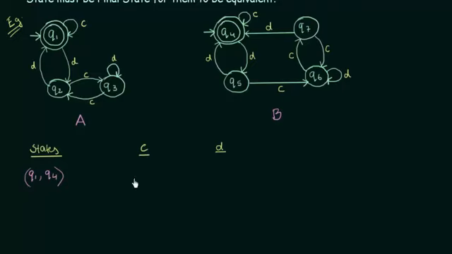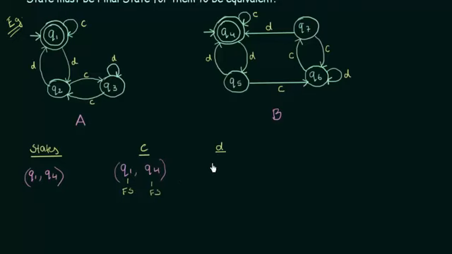Q1 on input C goes to Q1 itself, and Q4 on input C goes to Q4 itself. So here we get a pair of states, Q1, Q4, and check if Q1 and Q4 are final states or intermediate states. We see that Q1 is a final state and Q4 is also a final state. Let me write FS to represent a final state. So both of them are final states.